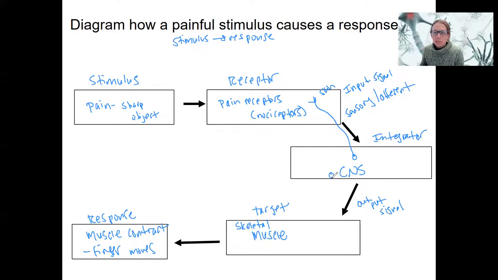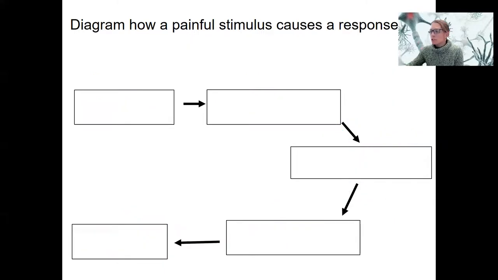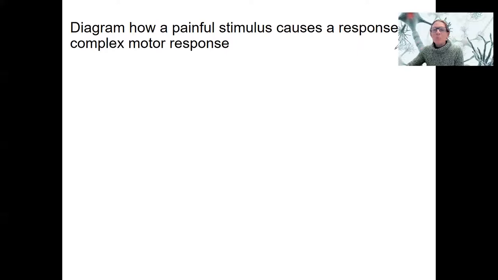In this case, the output signal is a neuron that comes from the CNS and is going to synapse directly onto the muscle that needs to contract. Awesome, huh? All right. So your book goes through this as well and has a more complex example. So I do want to introduce this here. Okay, so complex motor response. This is an overview of something that we'll come back to quite a bit.